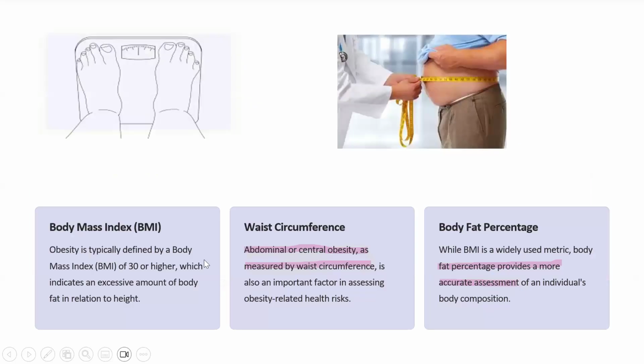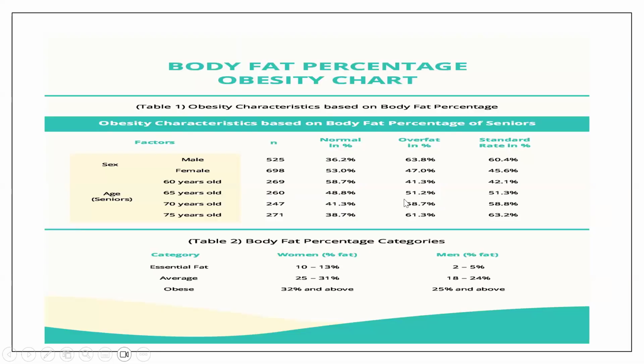Although we are commonly using the BMI, the waist circumference tends to give us abdominal central obesity, but the body fat percentage provides us a more accurate assessment of an individual's body composition. The body fat percentage chart shows that women essentially have 10 to 13% of fat in their body, and the men have less fat.